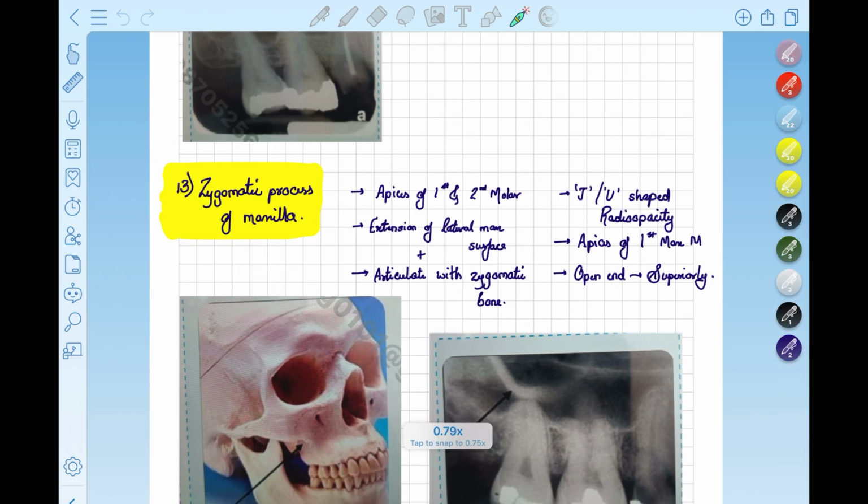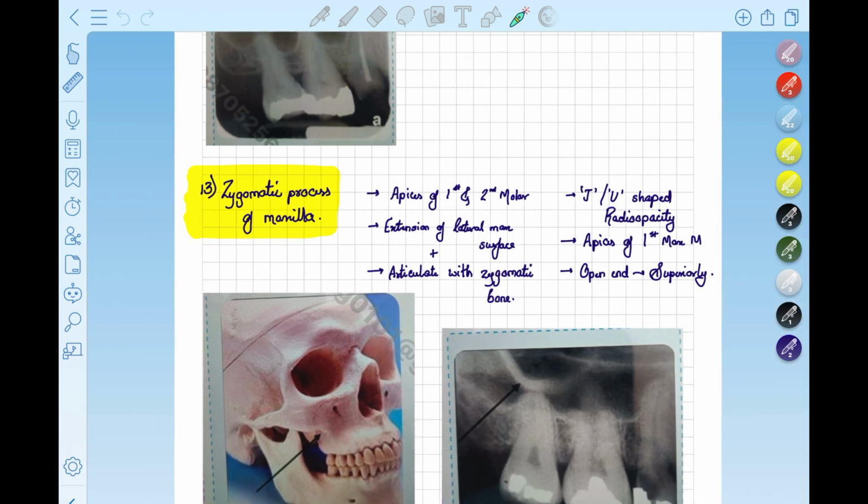The next structure we are going to see is the zygomatic process of maxilla. As the name suggests, it is related to bone, so it will appear radiopaque. Its location is at the apices of the first and second molar, an extension of the lateral maxillary surface, which articulates with the zygomatic bone. This is our zygomatic bone. So these three form the zygomatic process of maxilla.